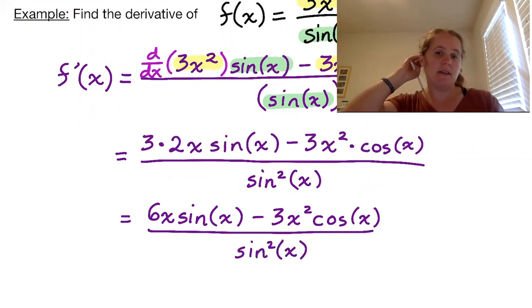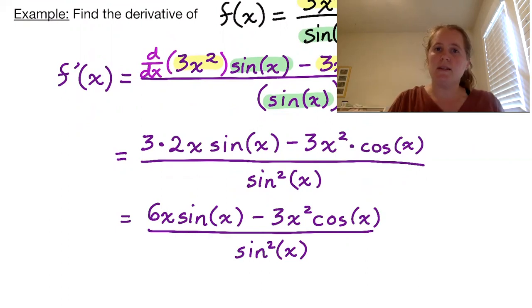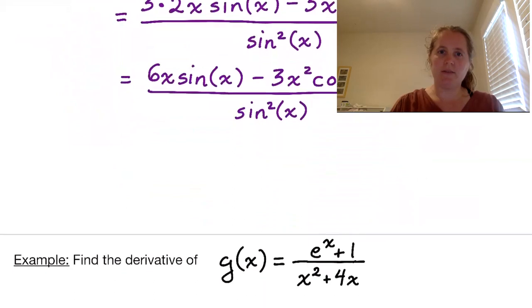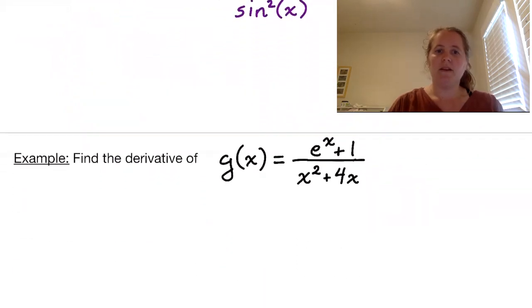So this is again using the quotient rule to take the derivative. So we have one more example. Let's go ahead and find the derivative of g of x equals e to the x plus 1 all over x squared plus 4x. So I'm going to color code once again. My first is highlighted in yellow. My second is highlighted in green.